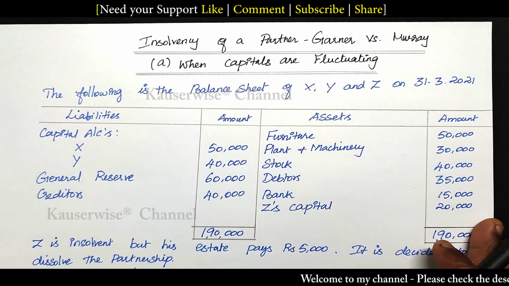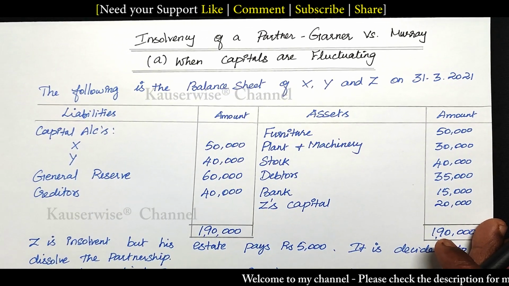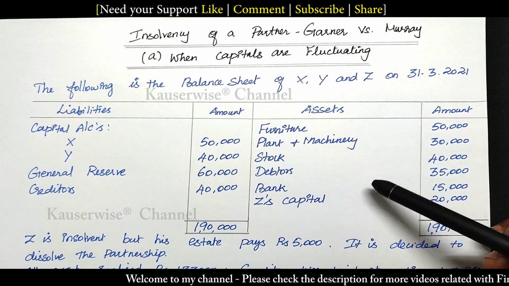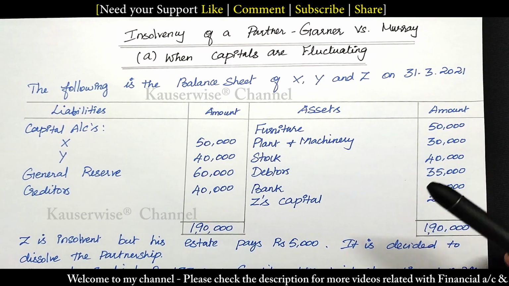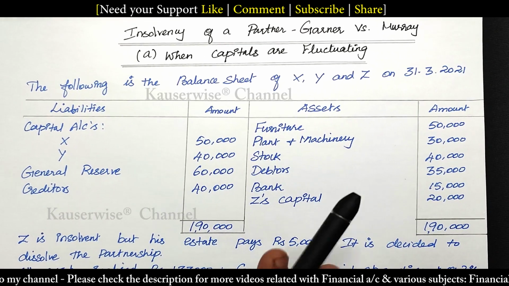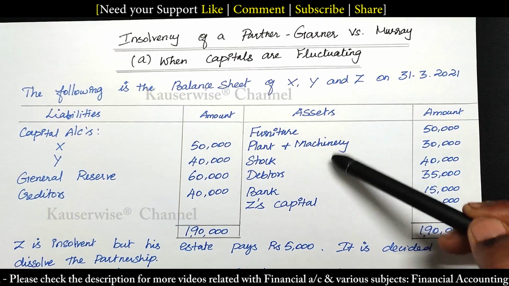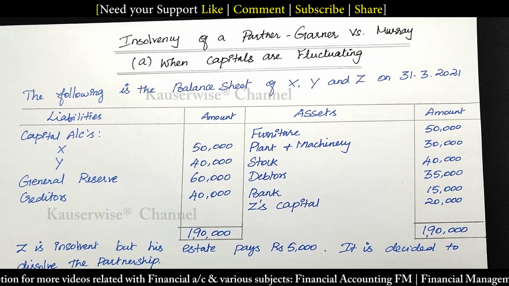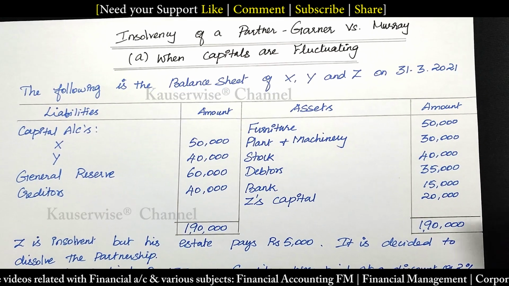First we need to prepare the realization account. What is the first step? We need to transfer all the assets to the realization account, and provisions and third party liabilities to the realization account. Here we have a few assets. Except three things we need to transfer all the assets. What are the three things we need to exclude?